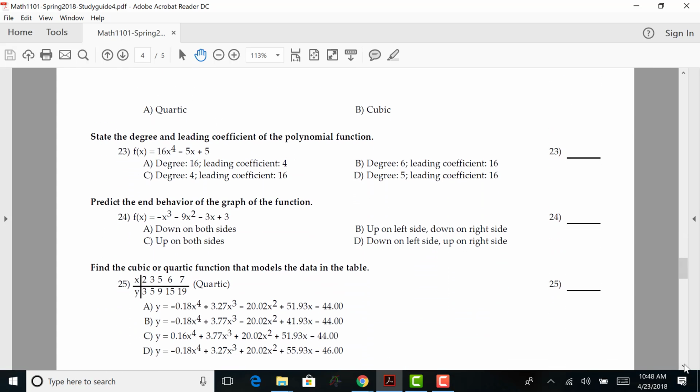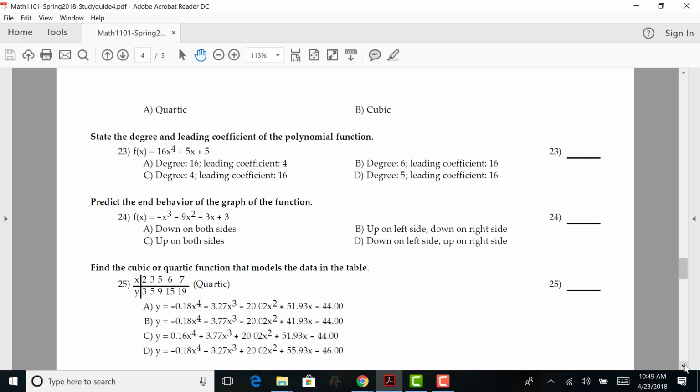Number 23. What's the degree? The degree is your highest exponent. What's this? A degree 4, and whatever number sits in front of that is your leading coefficient. So what's your leading coefficient? 16. So degree 4, leading coefficient is 16.